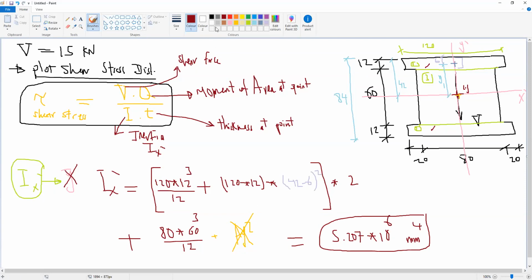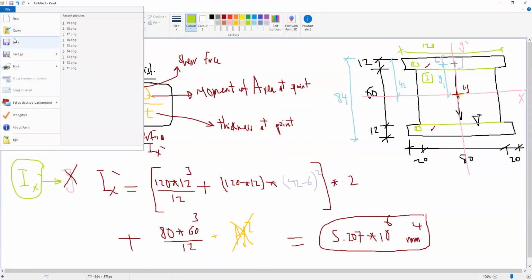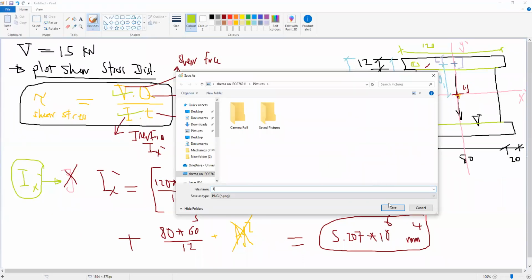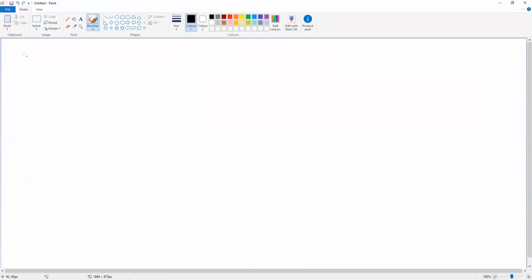So now we know I, and we know V, so we still need to know Q and T. Okay, so the next step is to find Q and T.